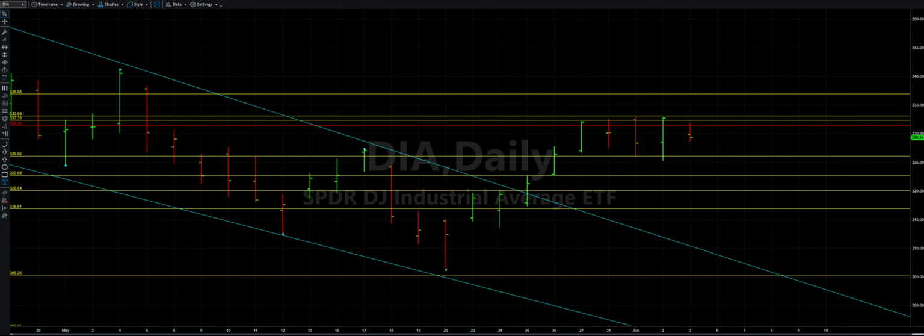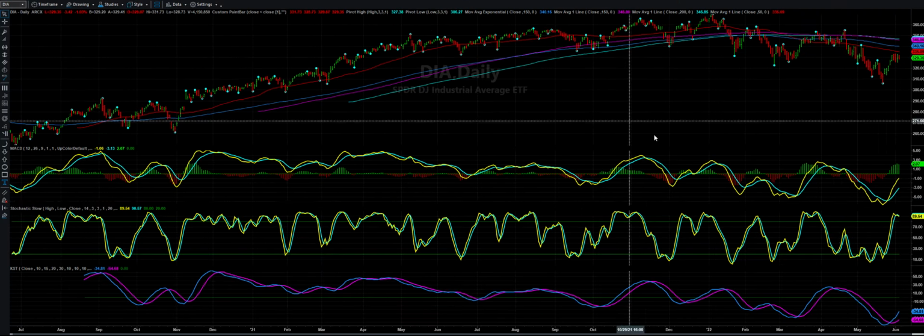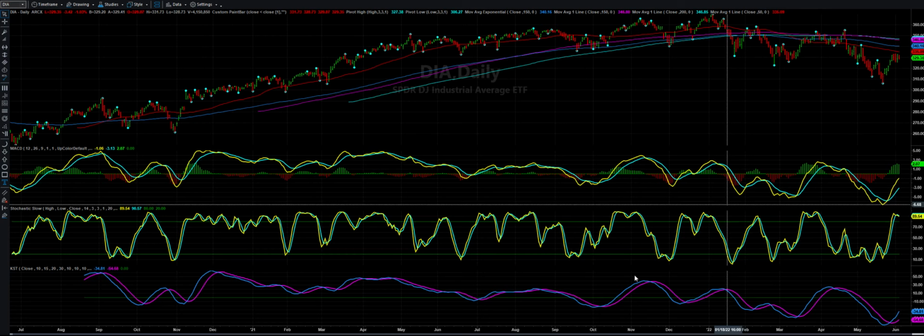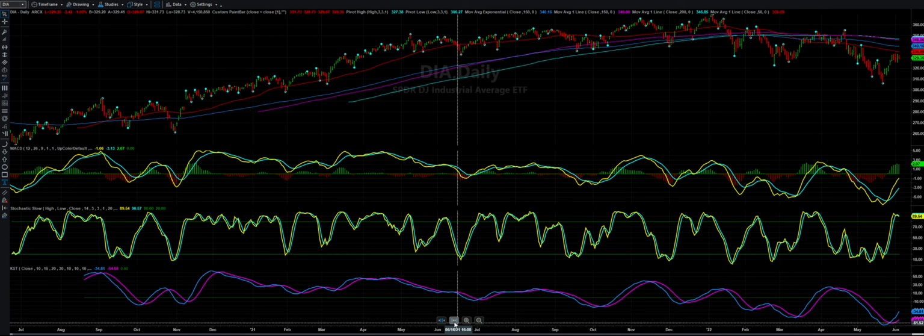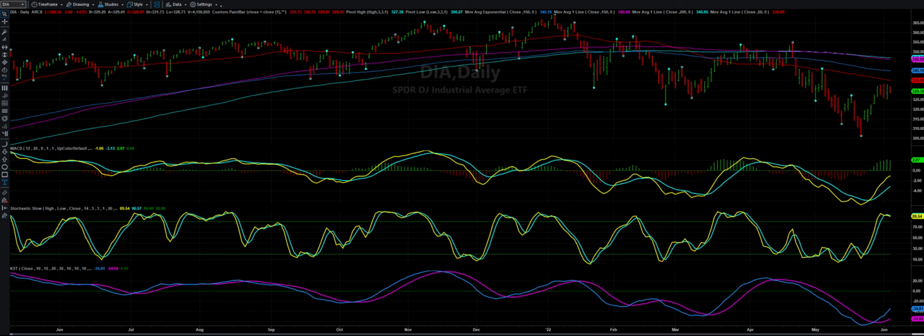So now let's look at some momentum indicators real quick, just to see what's going on. Down here below we have the MACD, the stochastic and the KST. Let's expand this so you can see it, and we'll go through each one by one.